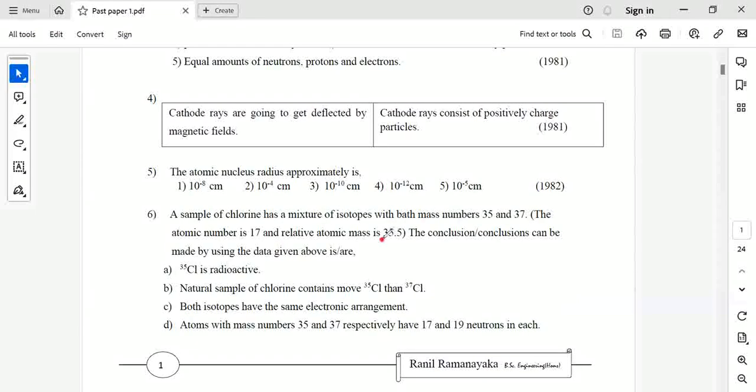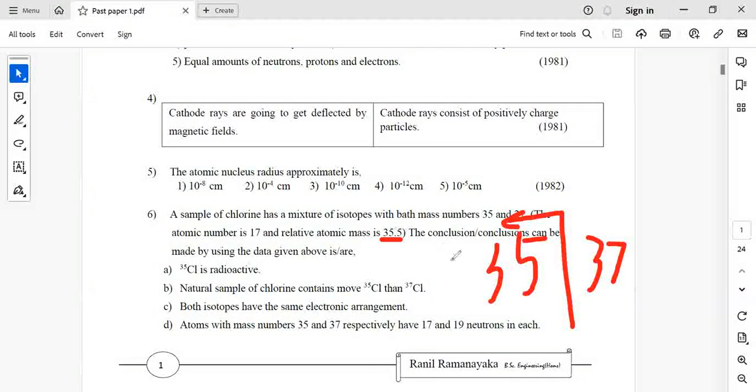So here it is 35.5. We have two isotopes, 35 and 37. So the intermediate value is 36. We have explained these things. It is closer to 35 now. Therefore, the 35 isotope has higher abundance. We cannot say that these are radioactive. Natural sample contains more 35Cl than 37Cl. Yes, it is true. Abundance is high.